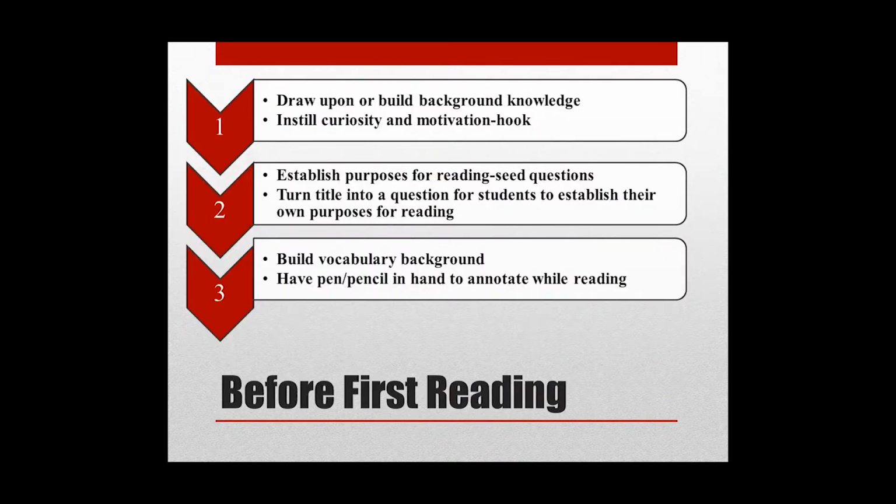The text should be read at least 3 times for a deep understanding. Before the first reading, you should frame the lesson by drawing upon background knowledge, instill curiosity to hook students, establish purposes for reading through essential questions, teach students to set their own purposes for reading by turning the title into a question and always looking for text structure, build their vocabulary background, and ensure that students have a pen or pencil in their hand to always annotate and record their thoughts.